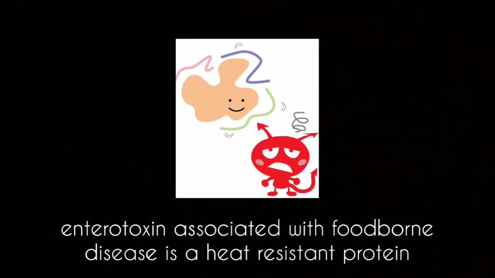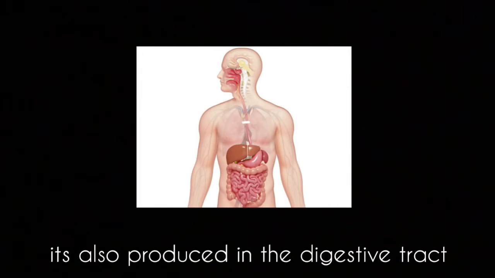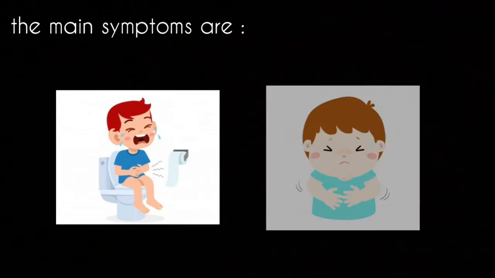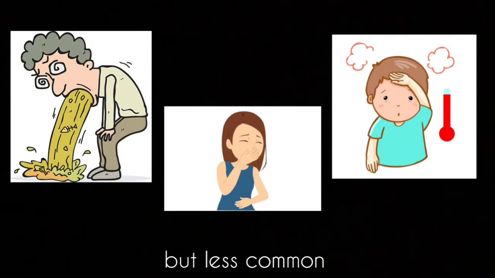Furthermore, the enterotoxin associated with foodborne disease is a heat-resistant protein. It is also produced in the digestive tract. The main symptoms are diarrhea and abdominal pain. There are also nausea, vomiting, and fever, but these are less common.